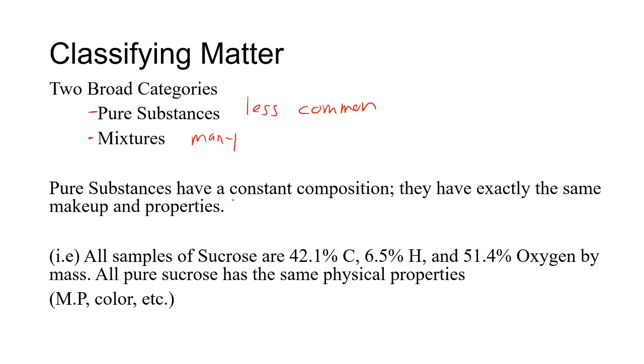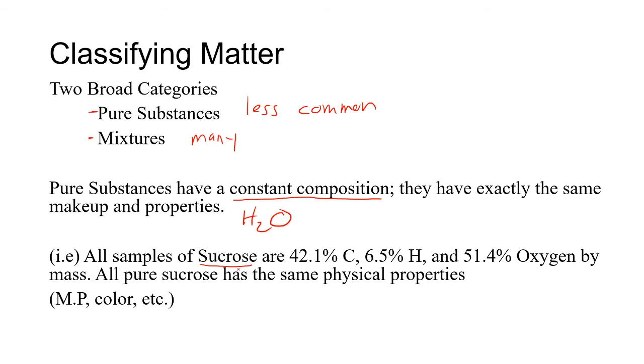Pure substances have what we define as a constant composition. What that means is if you have a pure substance, let's say pure water, H2O, it is always going to be H2O in that ratio, in those proportions, in that composition, percentage by mass, every time. So they're going to have the exact same chemical makeup, and as a result, they're going to have the exact same properties as well. So let's take sucrose as an example.